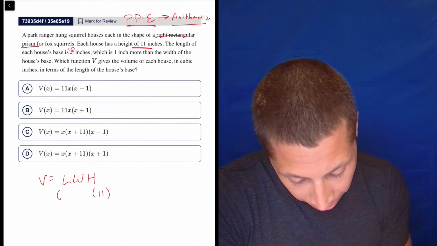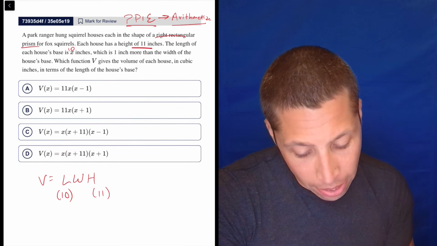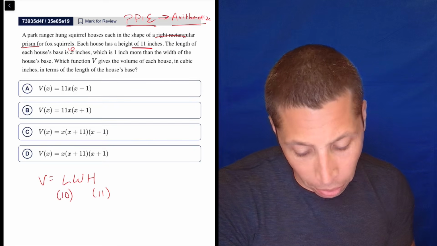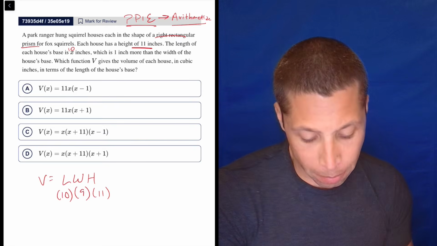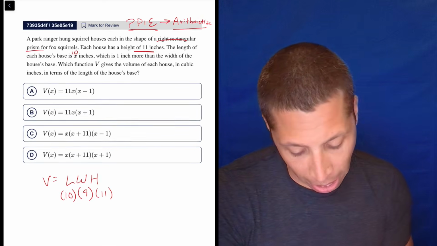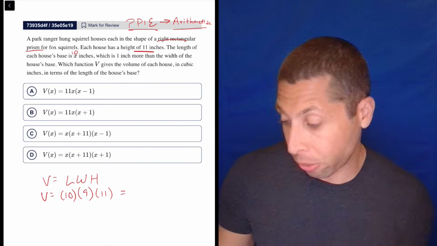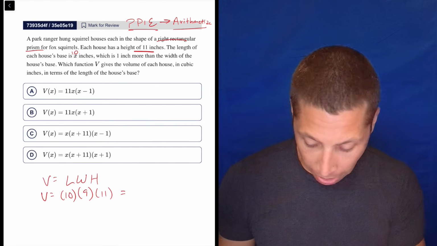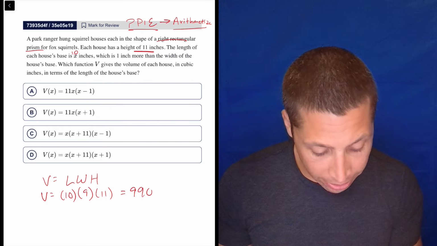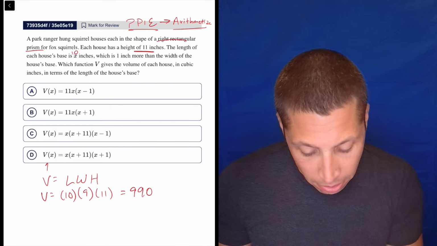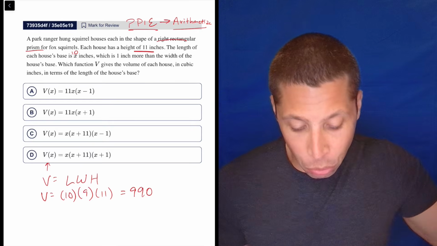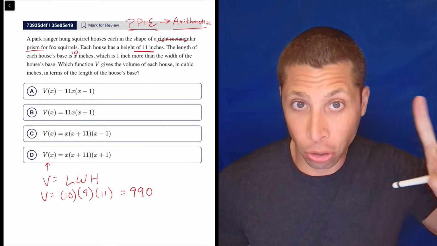So, okay, the length is 10, which is 1 inch more than the width. So the width is going to be 9, right? Because 10 is 1 more than 9. So now let's just calculate that. The volume is going to be multiplying those things. I'm just going to get a regular calculator for that. 10 times 9 times 11 is 990. So that is what I want these parts of the equations to be. And I don't have to think about how the equation works, right? The number that I picked should make it work for me.